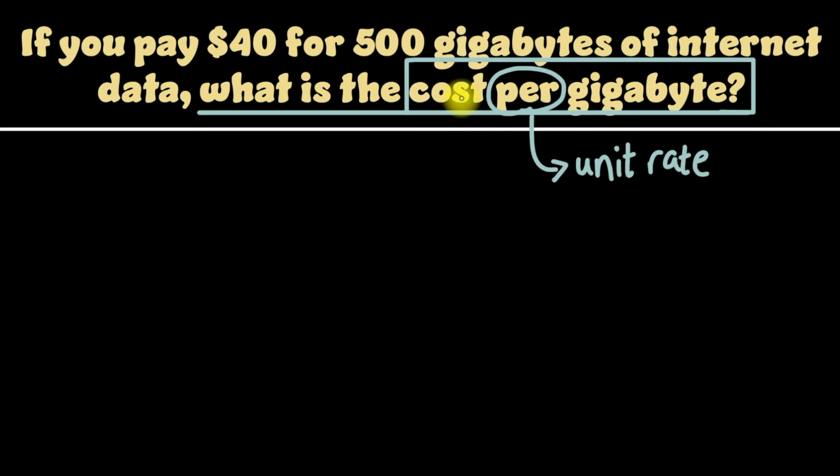Now that we know that we're looking for the unit rate of cost per gigabyte, let's go back and look at the information that's really important here. We know that you pay $40 for every 500 gigabytes. That itself is a rate. But what am I going to put in the top and what am I going to put in the bottom? Well, remember the question's asking for cost per gigabyte. Since cost is mentioned first, it will be the top of the rate. So $40 will go on top.